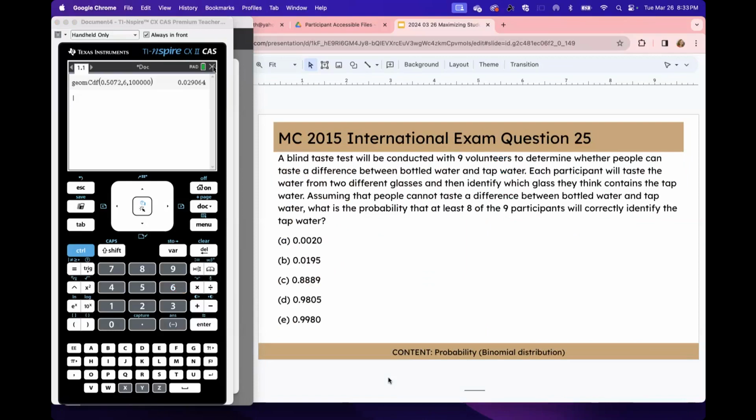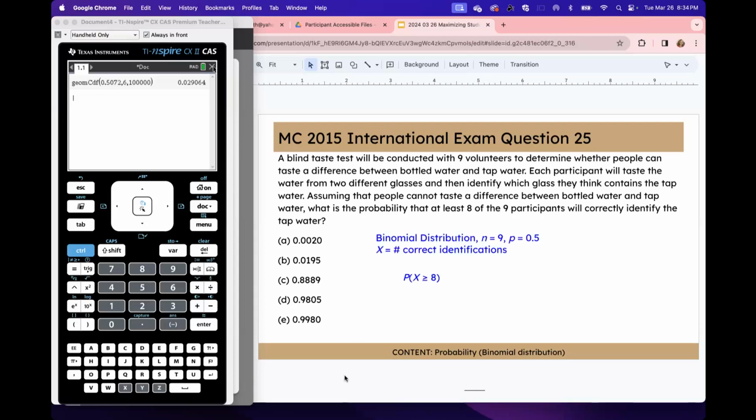And so if we look at this, this is a probability question. What is the probability that at least something has happened? The first thing that students have to recognize is that we're talking again about a binomial distribution problem, because they either guessed it right or they didn't. Can they taste the difference? Can they identify that water correctly or not?